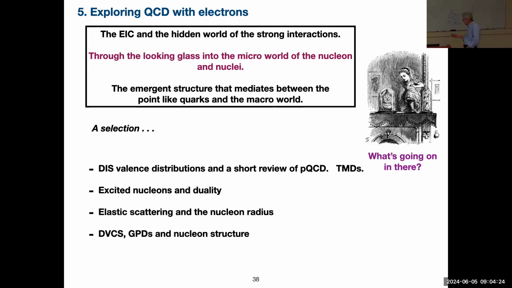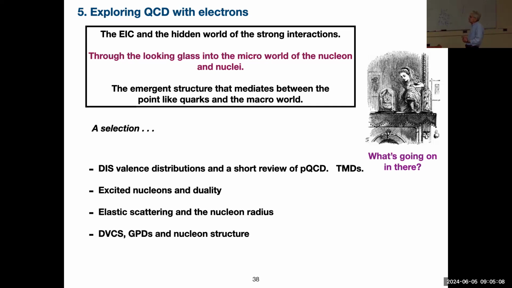So it's the Alice in Wonderland picture, through the looking glass into the micro world of the nucleon. And that's what we're doing. This is, again going back to the first lecture, the emergent structure that mediates between the point-like quarks and the macro world. So this is just a selection of topics I'll try to touch on, all of which will be discussed, I'm sure, in some part already by Alexei, but others as the school goes on. The DIS valence distributions, a short review of perturbative QCD. And if we get through that, we can probably declare success.